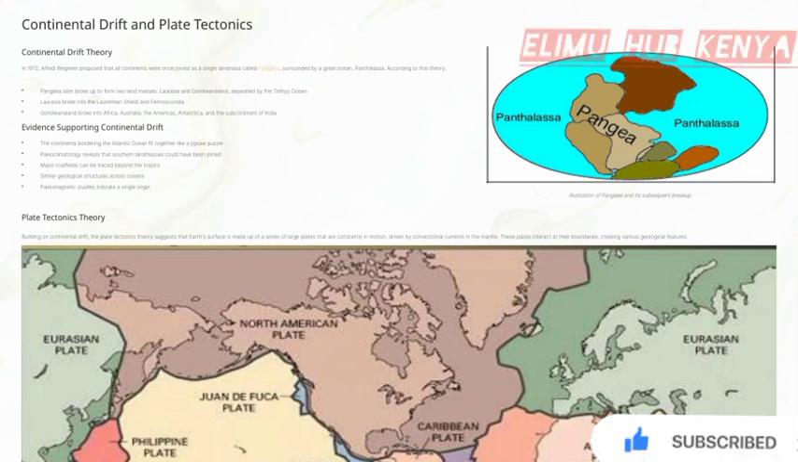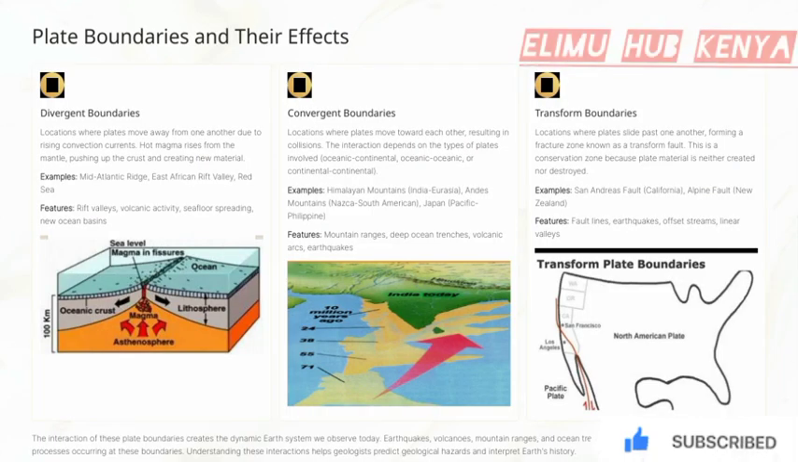Finally, the major tectonic plates of the world are like enormous puzzle pieces fitting together to form the Earth's surface. Understanding these plates helps us grasp the dynamic nature of our planet and the processes shaping its surface over millions of years. Let's take a closer look at plate boundaries and their effects.